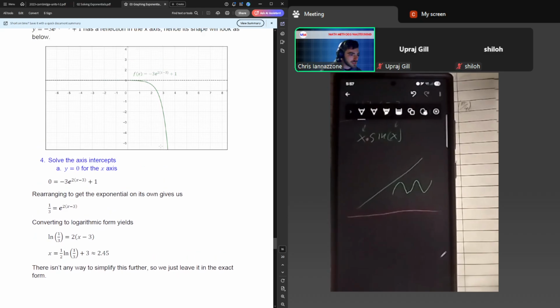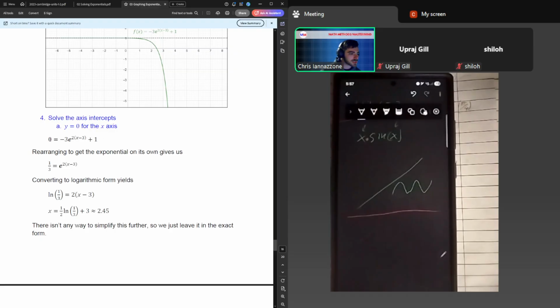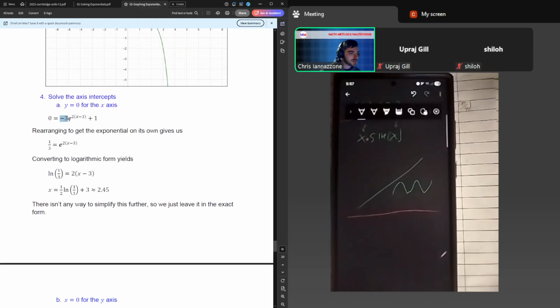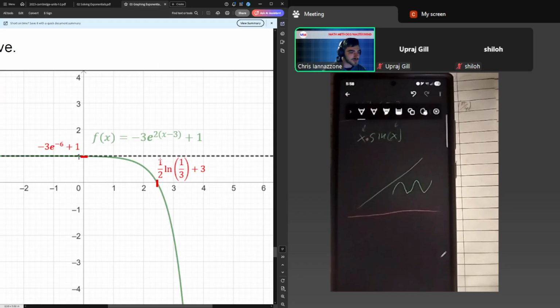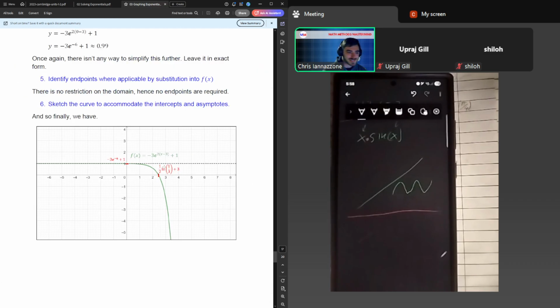Then from here, some intercepts. y equals 0 for the x-axis, so sub in y equals 0, subtract 1, divide by negative 3, which gets you a third. The exponential is now on its own, so we can convert to a logarithm. Again, base e means the base of the log is e. This is what we're trying to solve, so it goes on the equal sign, and then a third goes in the brackets. And then from here, divide by 2 plus 3, and that's going to get you your x-intercept, which you would label with that full thing, not the decimal, unless otherwise specified.